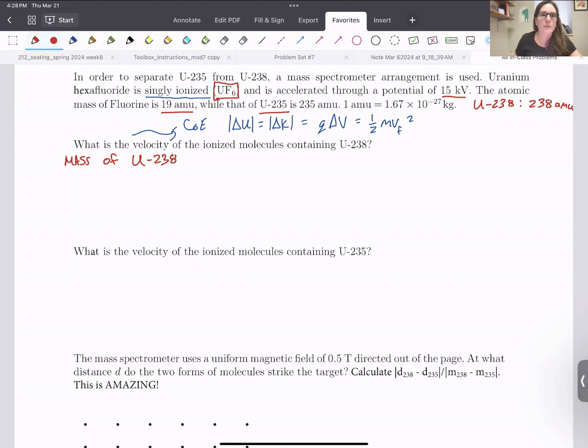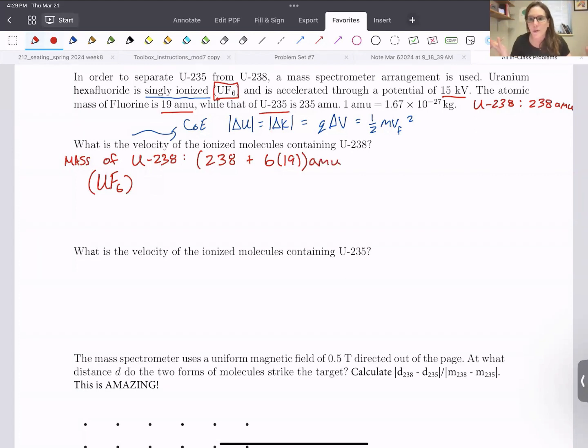So we want to find the mass of 238. I'm going to first find it in AMU. So I'm going to be saying that it's 238 AMU, but what I really need is UF6. So I want 238 plus 6 times 19 AMU.